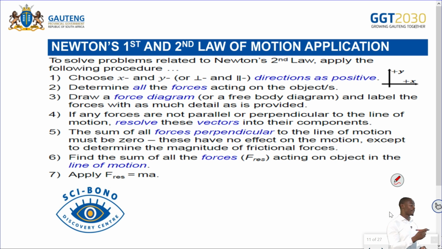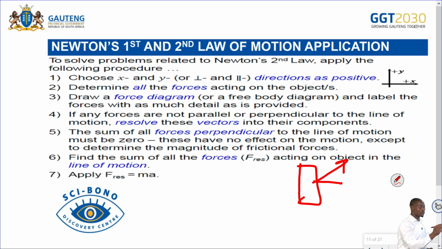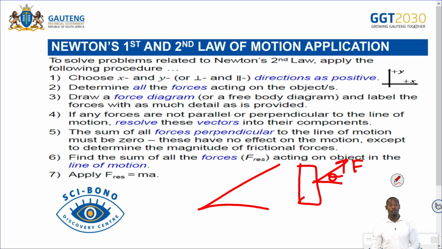For example, if a force is applied at an angle, something like this, you need to resolve this force into its components, which is your vertical component, your Fy, and your horizontal component, which is your Fx. Then on an inclined plane, make sure that you resolve your weight or the gravitational force into its components. So those are the things that are very, very important here, right? And then from there, find the sum of all perpendicular forces to the line of motion, which must be 0.